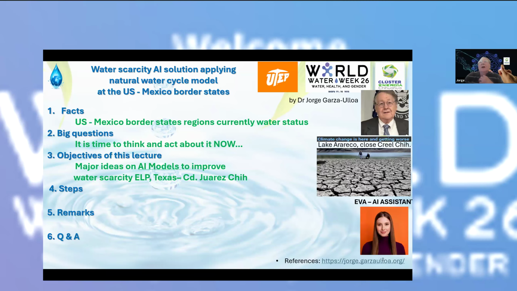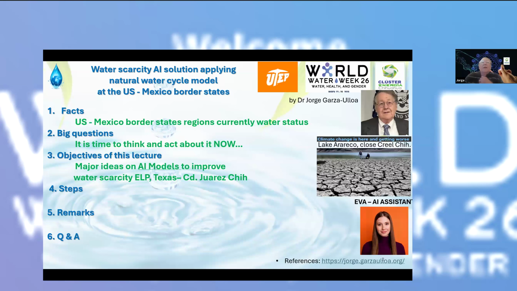Okay, we have some steps to explain, but for that I have an assistant. I call it Eva. Let's go. Good morning, Eva. EVA, an artificial intelligence assistant for Dr. Jorge Garza-Ulloa. Today we will introduce the water scarcity AI solution applying the natural water cycle model at the US-Mexico border states.